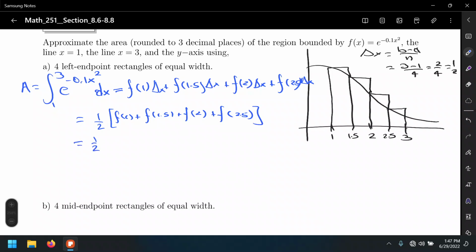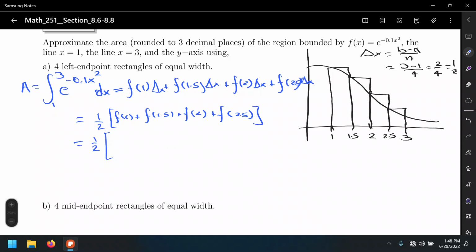You don't need to write this. If we were to write all this by hand, it would have been e to the negative 0.1 times 1 squared plus e to the negative 0.1 times 1.5 squared. So imagine having to type all these quantities on the graphing calculator. Even writing them themselves is already something, isn't it? So I'm going to show you a command on the graphing calculator so you can do these calculations a lot easier.